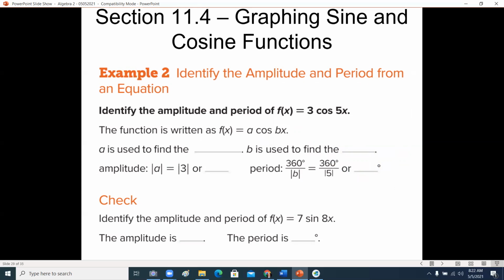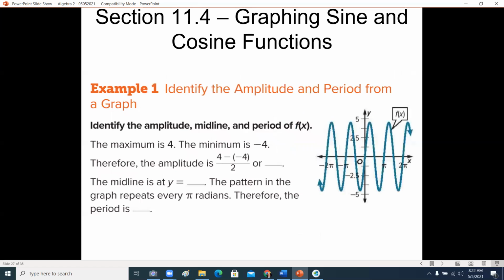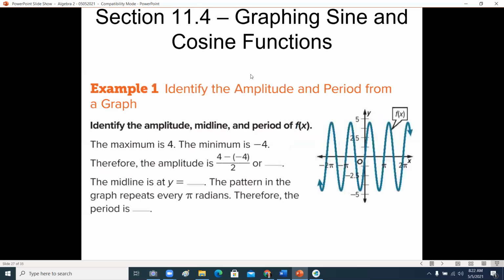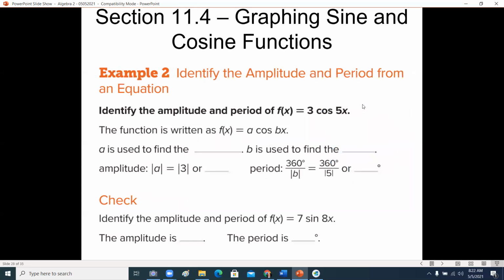What about midline? How do you find the midline? Well, the midline is just y equals whatever is on the end, because that just moves things up and down, correct? Now, is there anything on the end of this function? I don't see any plus things or minus things, do you? So it didn't move up or down, which means that the midline's at y equals 0. Write that down. There's no good letter for midline, so I just write it out every time. y equals 0.